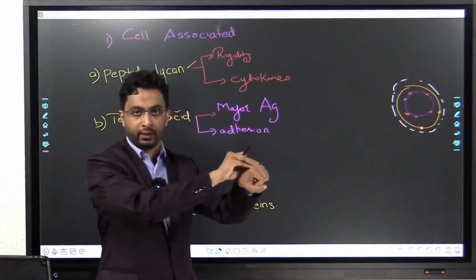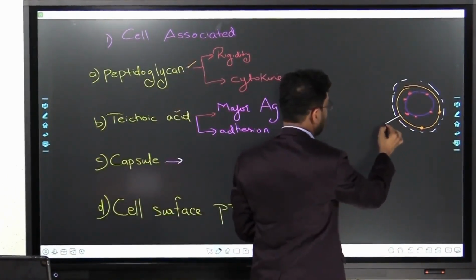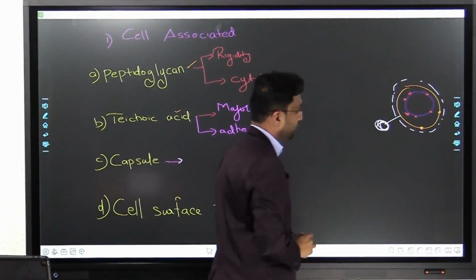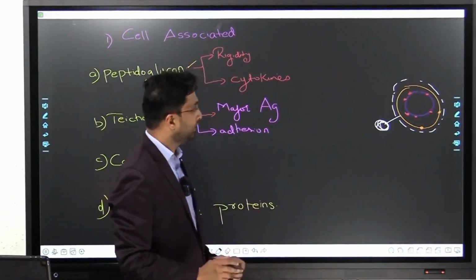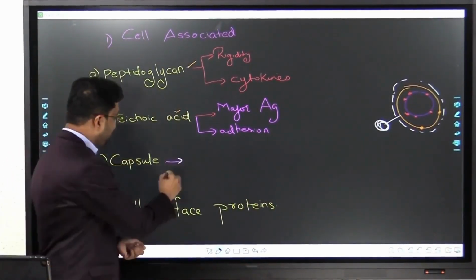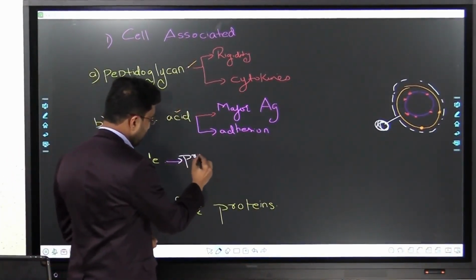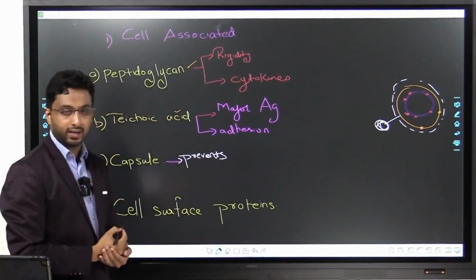Opsonins come and attach to the bacteria. So once these opsonins attach to the bacteria, just imagine this is an opsonin, the macrophage now recognizes this bacteria. Otherwise, it will not recognize the bacteria. So it's a kind of making it tasty. Capsule, what it does, it prevents opsonization. It will not allow it to be recognized.